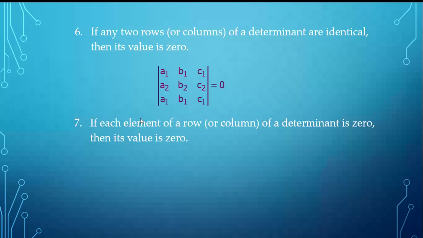The next property is that if each element of a row or column of a determinant is 0, then its value is 0. Suppose you have a determinant like that, where all elements of r1 are 0, right? So we can say that this determinant value is 0. Or if in any column all elements are 0, then that determinant's value is 0. So you can say directly that this determinant value is 0.